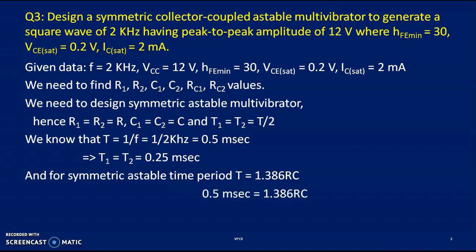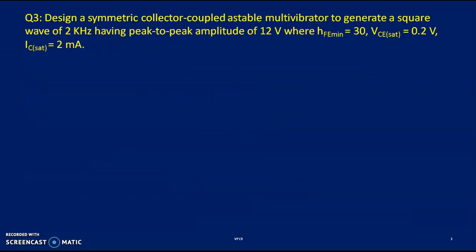So if you are having doubt how we got this 1.386 RC, please go back to that video. So now if you substitute this capital T 0.5 millisecond, we will be getting the RC value like this. We will be using this equation in the next slides to calculate the C after calculating R. So let us consider this equation as 1. So now our goal is to find R.